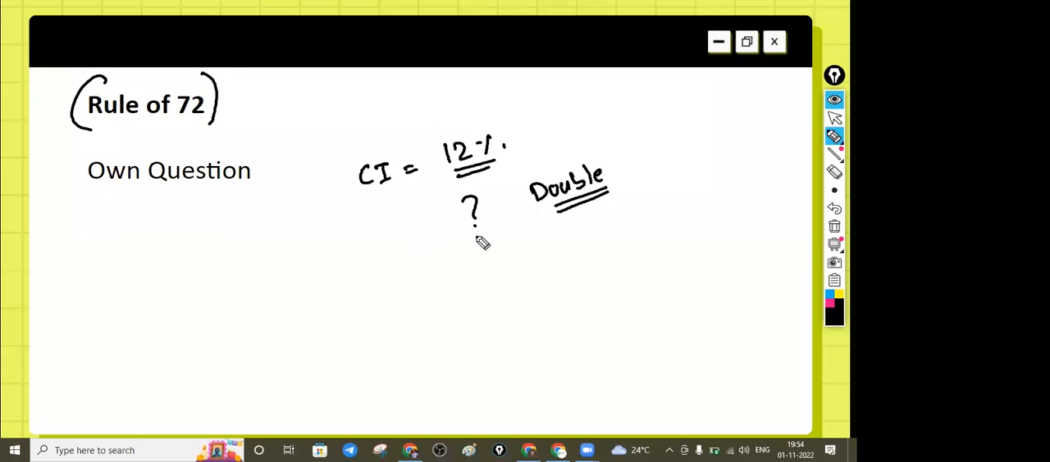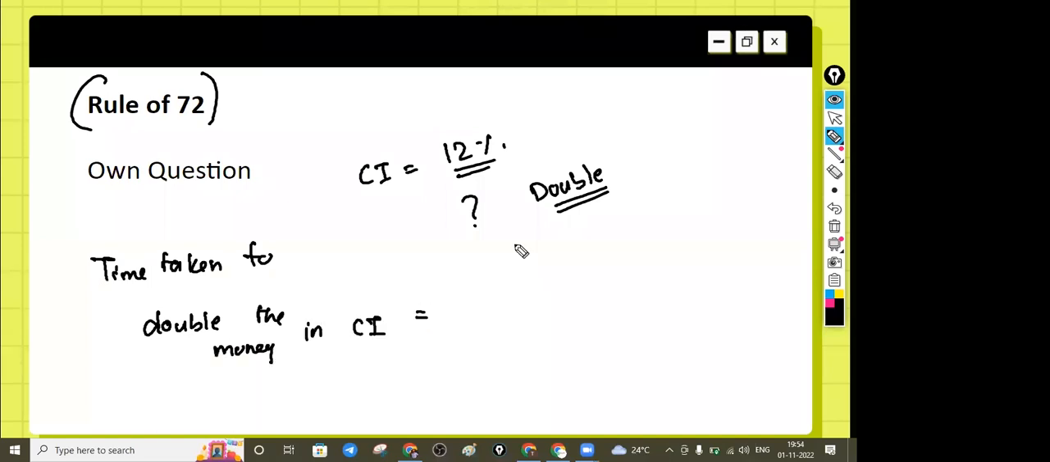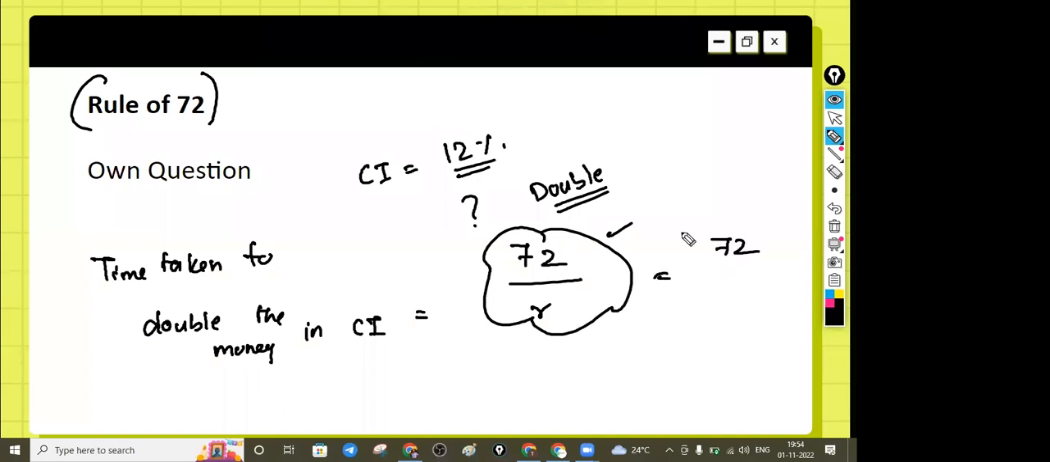Okay, so you can make a note of this formula. Time taken to double the money in compound interest will be equal to 72 divided by the rate of interest. That's all. Very powerful. 72 divided by the rate of interest, 12, gives 6. In 6 years, your money will be doubled. If you invest 1 lakh rupees, in 6 years it will become double, 2 lakhs.